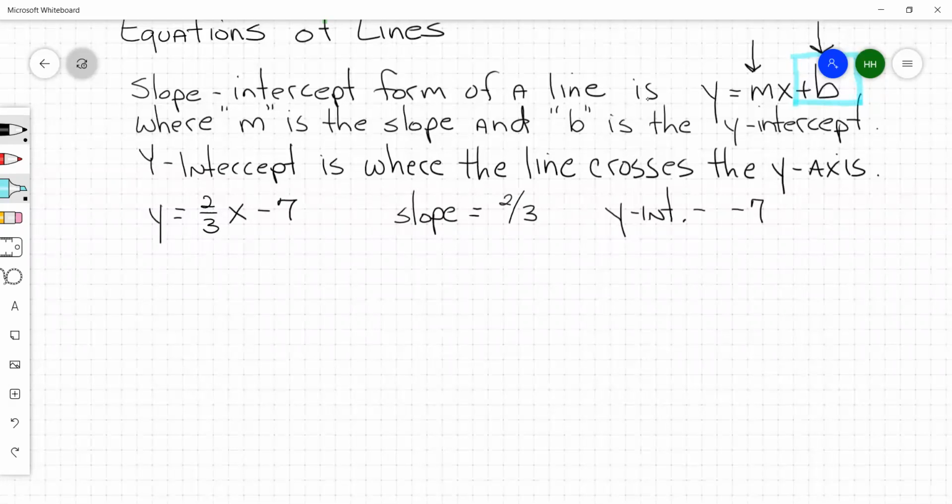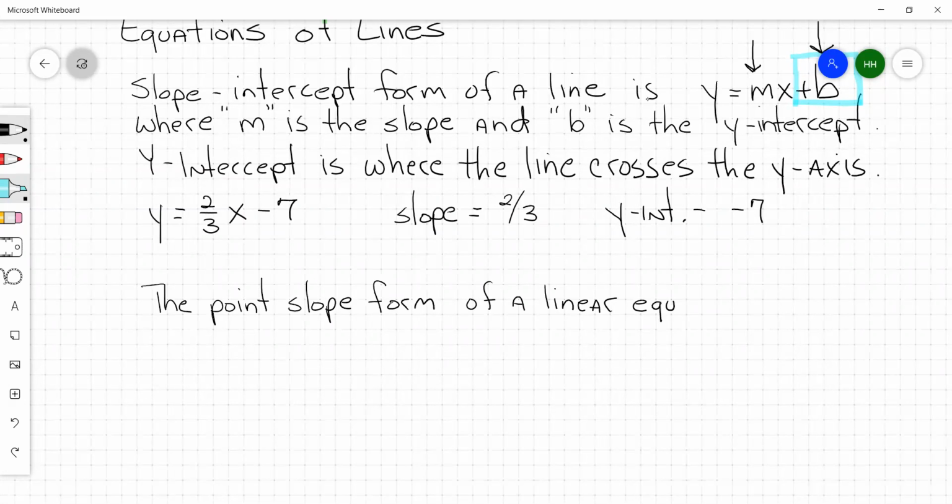All right, the other form you're going to be working in today is called point-slope form. Point-slope form of a linear equation is the letter y minus y sub 1, which is a y value of a coordinate that you have, times m, which is the slope, left parenthesis and the letter x, and then the opposite of an x value on the line, or your x sub 1.